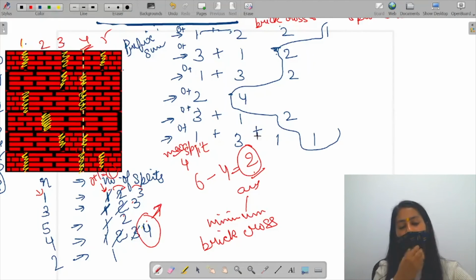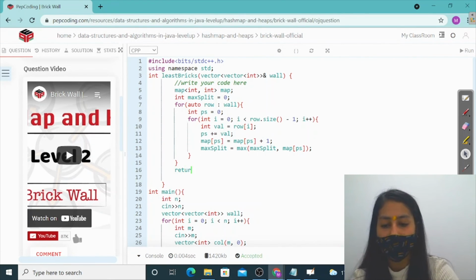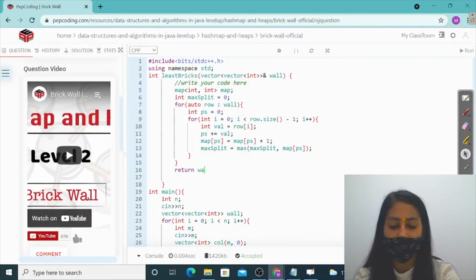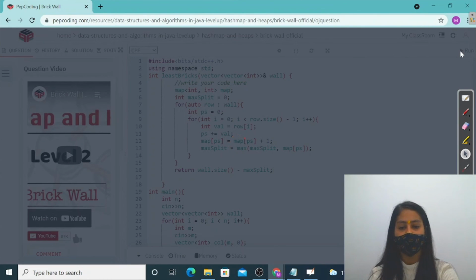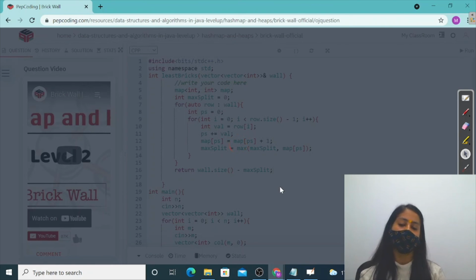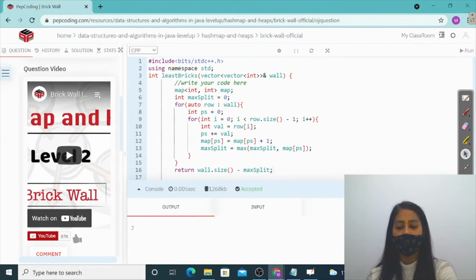Now I want the minimum number of brick crosses, so I will subtract the max split from my total number of rows present in the given matrix, right? So we have to return the total number of rows, that is wall dot size, minus the max split we got, right? So let's try to run this. So we are getting the correct output, that is 2.